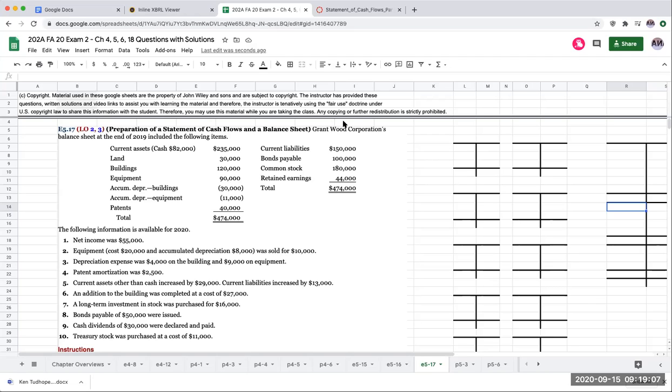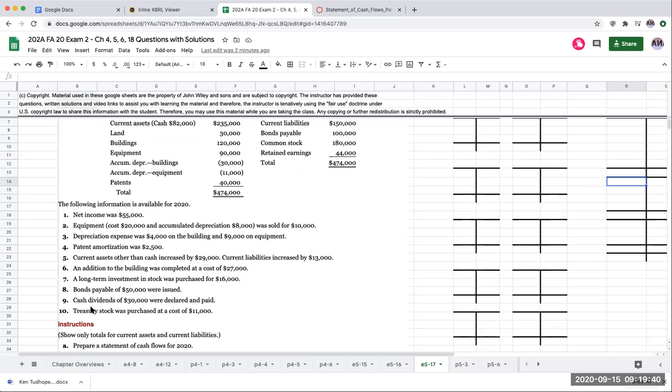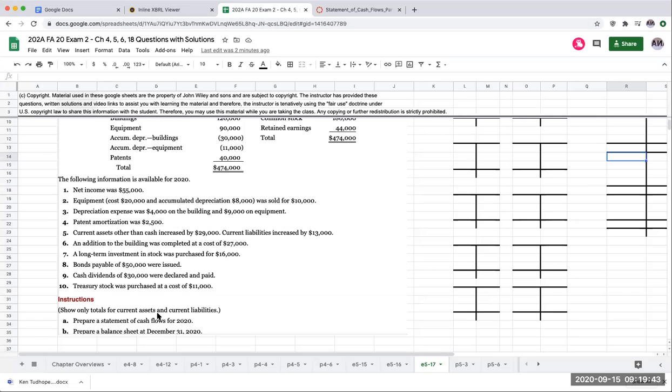So Grant Wood Corporation's balance sheet at the end of 2019 included the following items. Now it's listing for us the information available for 2020: net income, equipment, depreciation expense, patent amortization, current assets. Building was completed at a cost of 27,000. An addition was completed at a cost of 27. Long-term investment in stock was purchased for 16. Bonds payable of 50,000 were issued. Cash dividends of 30 were paid. Treasury stock was purchased at a cost of 11,000.